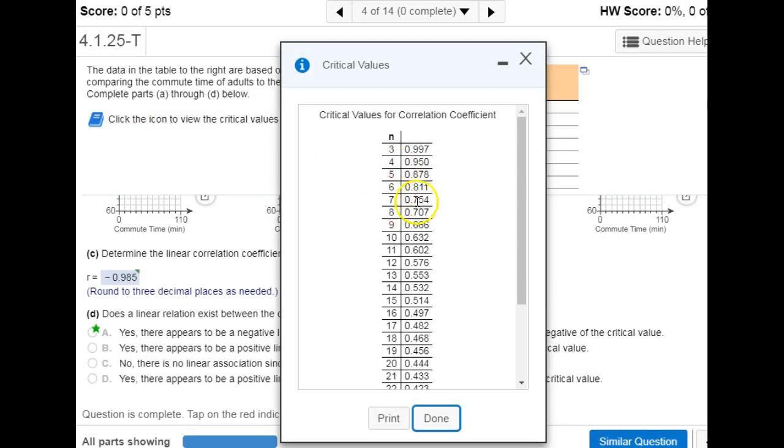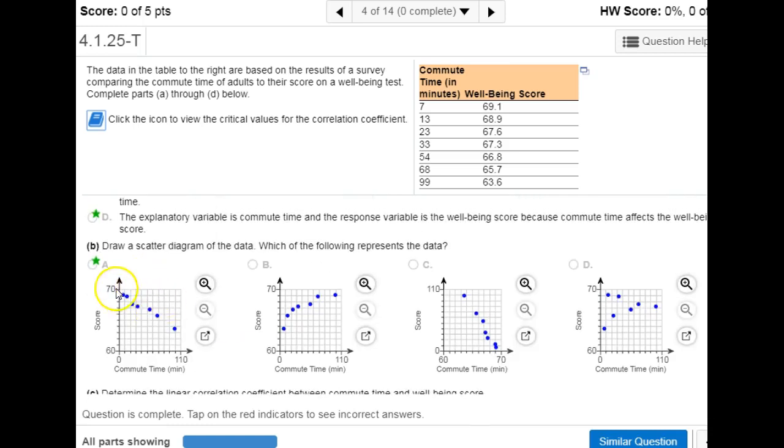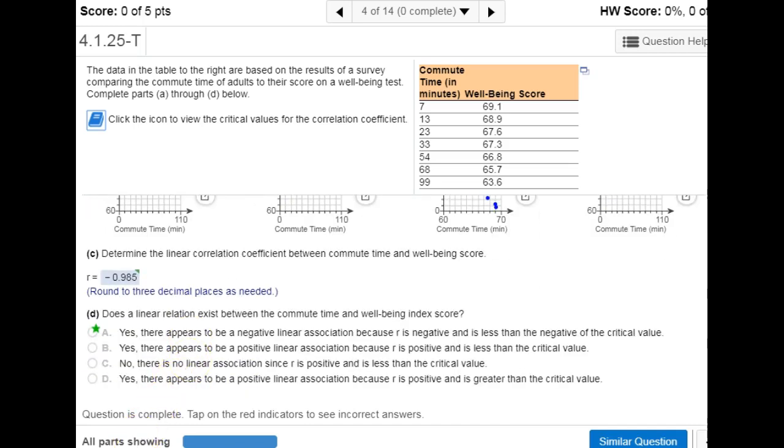The number for 7 is 0.754. So our absolute value here is higher than 0.754. So there is evidence of a linear association, and it would be a negative linear association because our r is negative, and we can also see it from the scatter plot. The line this data seems to be following is a negative sloping, downward sloping line.